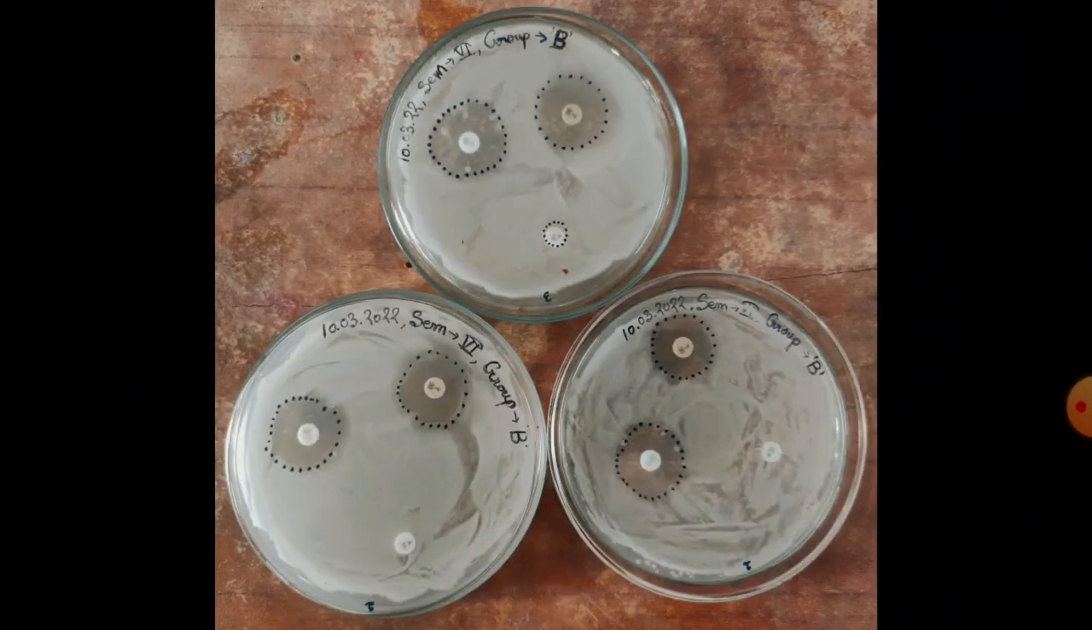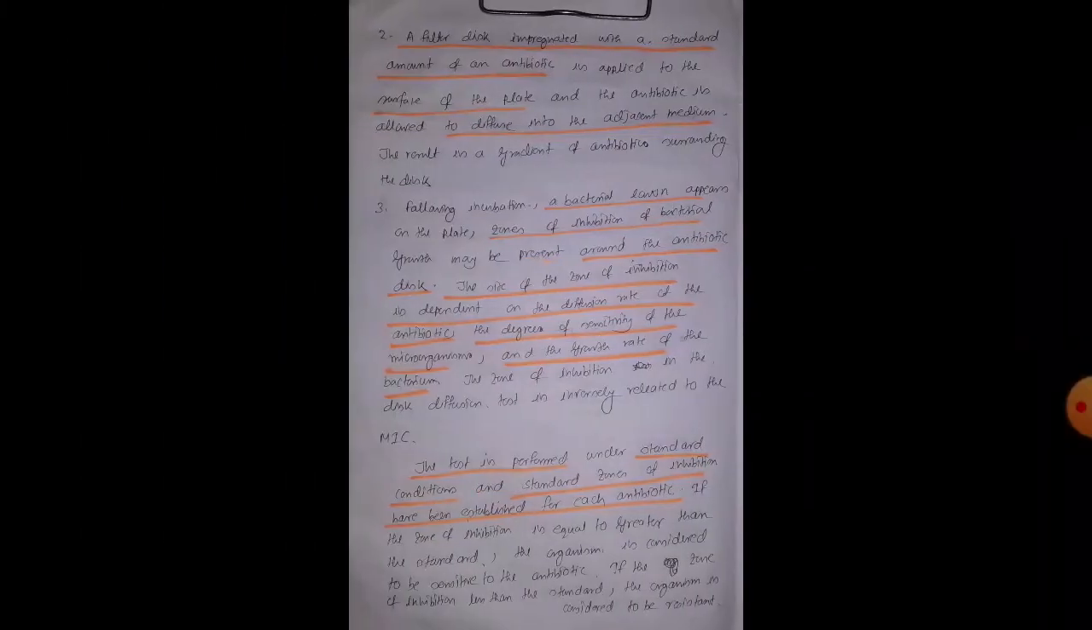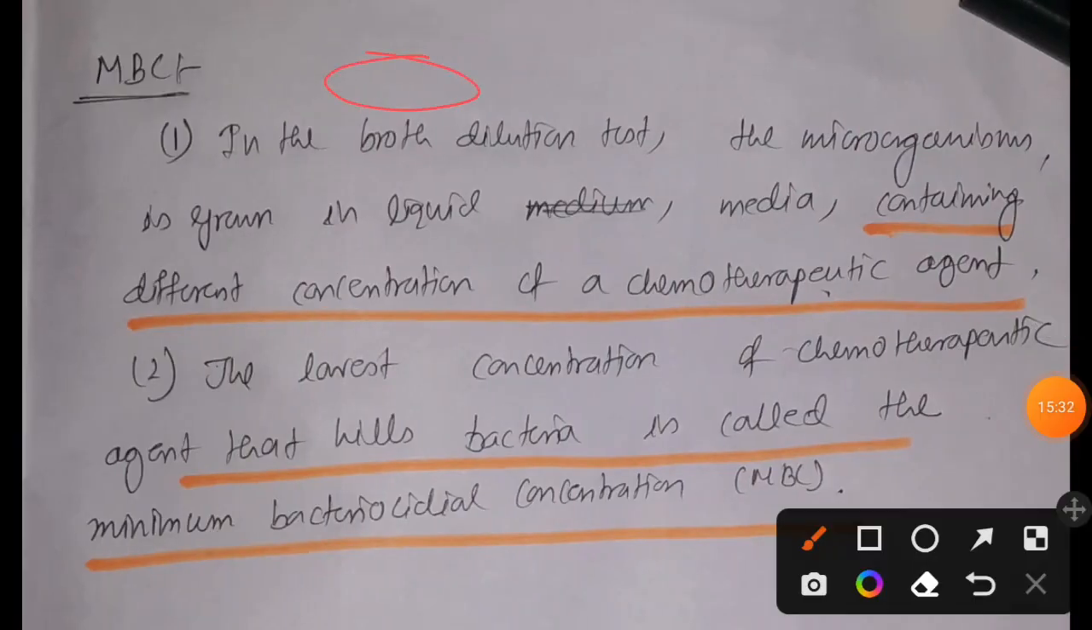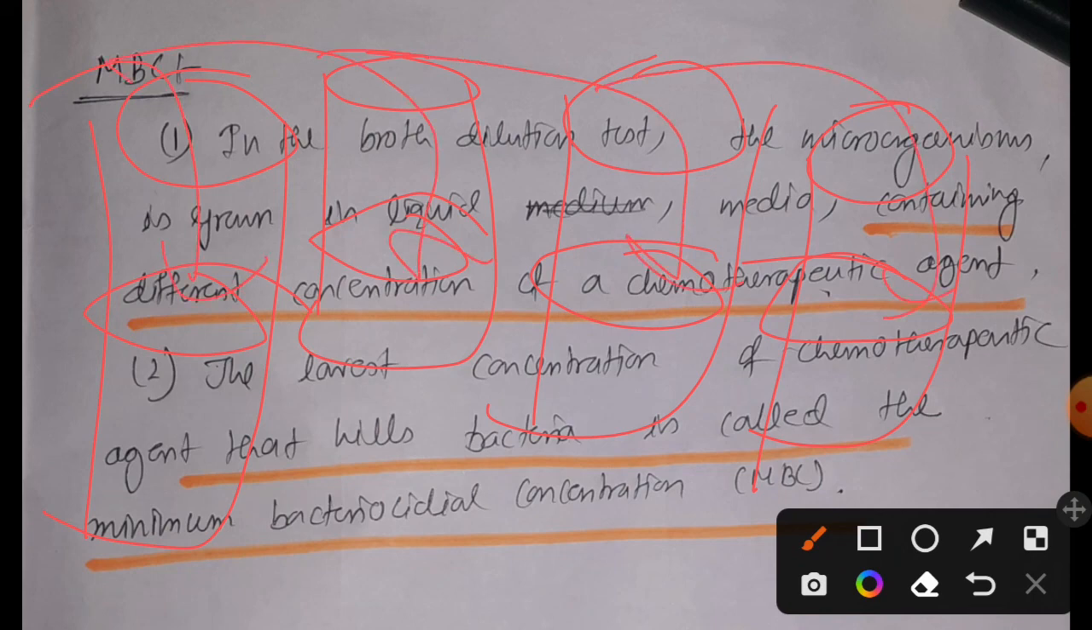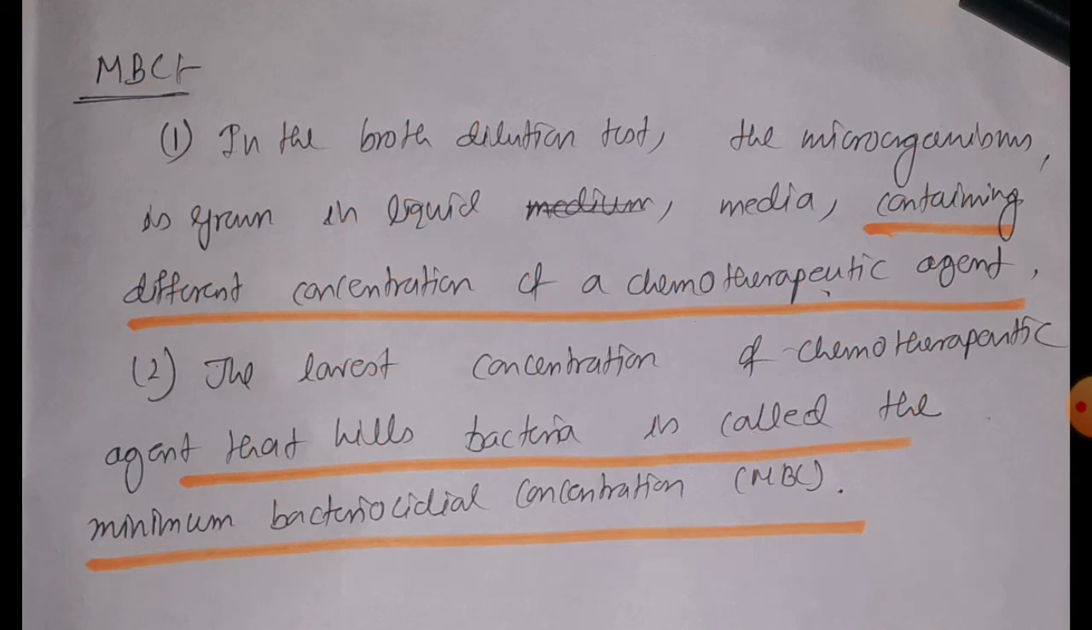So that is MIC in gist. For MBC, we have a series of test tubes containing liquid culture media, and we add bacteria, so the bacteria will grow here. We also add different concentrations of an antibiotic, and the lowest concentration of the antibiotic that has the ability to kill bacteria is called the minimum bactericidal concentration. So that is the MBC.